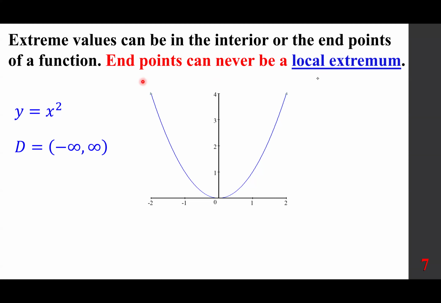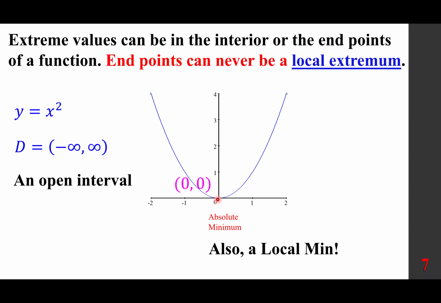So let's look at this good old function y equals x squared, the quadratic function where the domain is all real numbers, and that's an open interval. So you have this one as absolute minimum, which is also a local minimum. If we were to write it, we would write absolute minimum equals 0 at this point. We don't have an absolute maximum. We don't have a local maximum either.